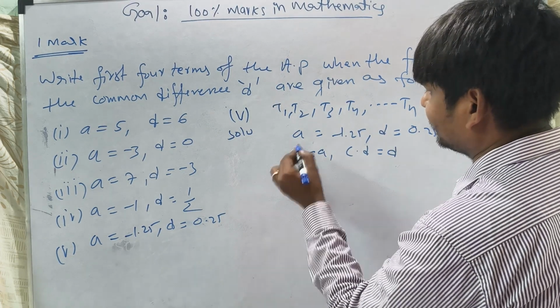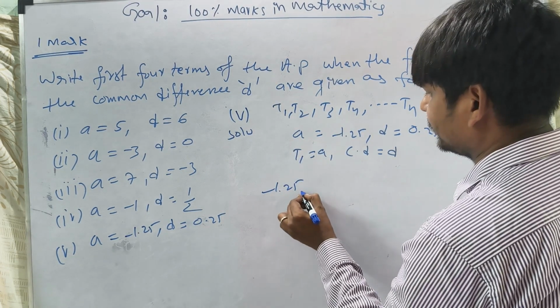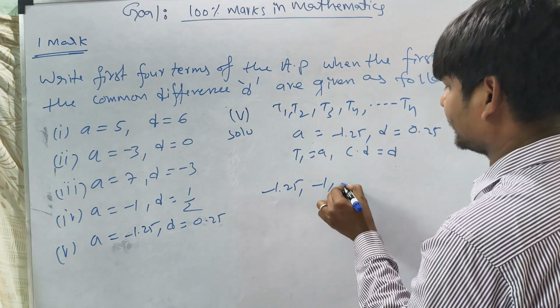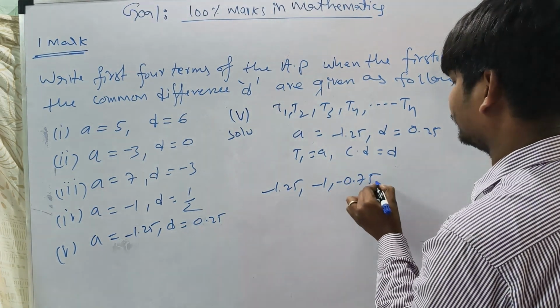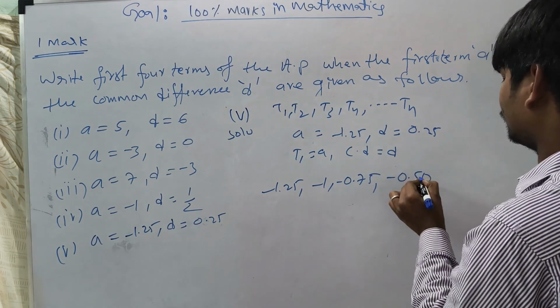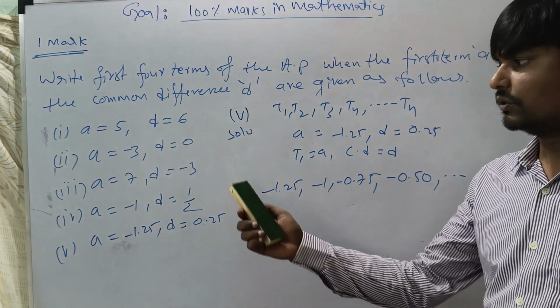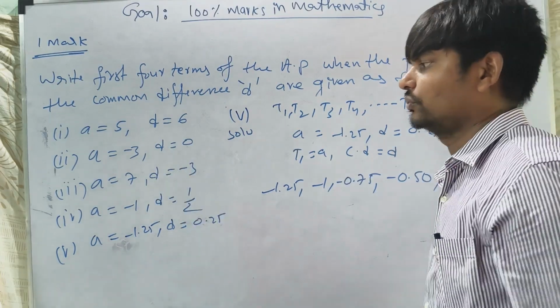A1 is minus 1.25 plus 0.25, you will get minus 1. Again minus 0.75, comma minus 0.50 and so on. So like this you have to do the second and fourth questions.